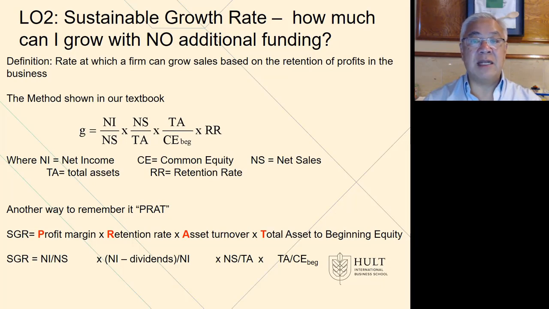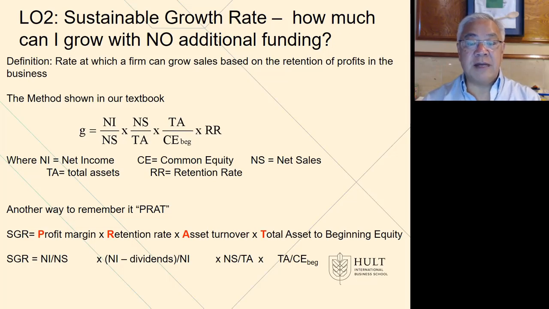Growth rate equals net income divided by net sales. If you look at that, that's for every dollar of sales, what's my net income? So that is a measure of net margin. Second is net sales divided by total assets. If you look at that, for every dollar of assets, how much sales do I get? That is a measure of asset turnover.